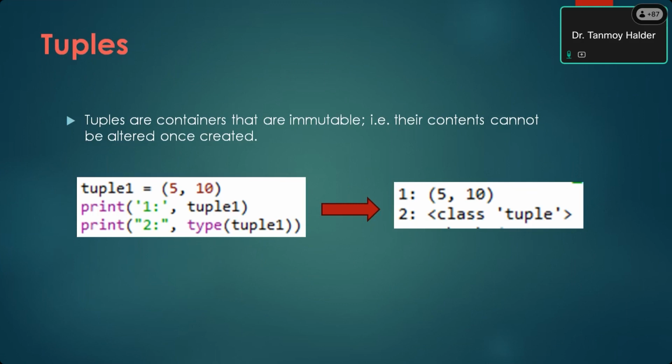And how to define a tuple? For defining a tuple, you have to use the first brackets, the parentheses. Python will automatically decide whether you are defining a tuple or a list depending on the brackets.